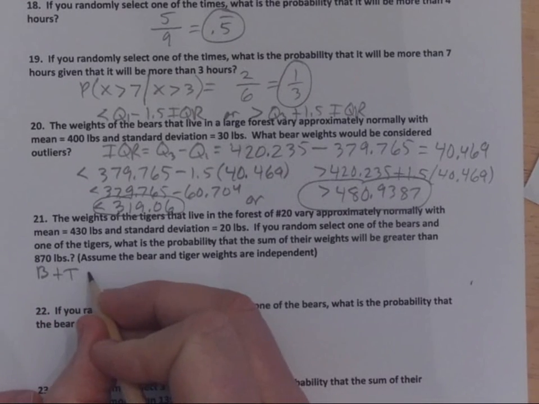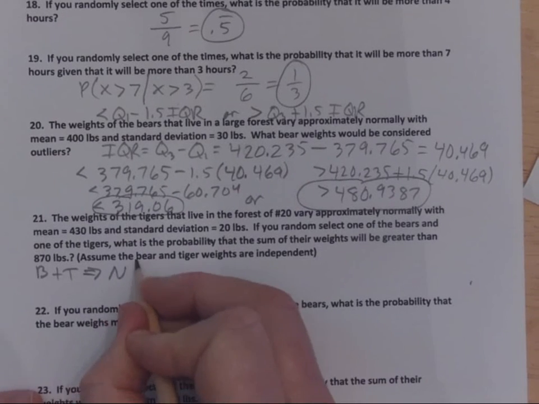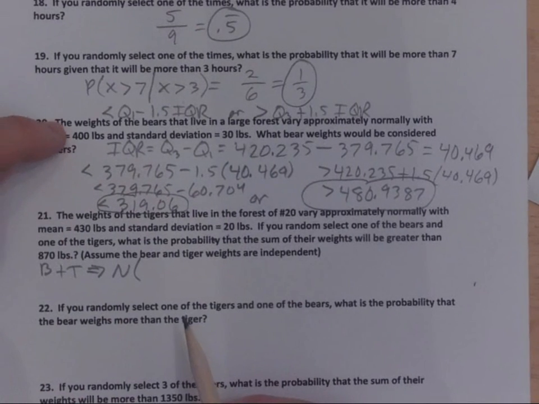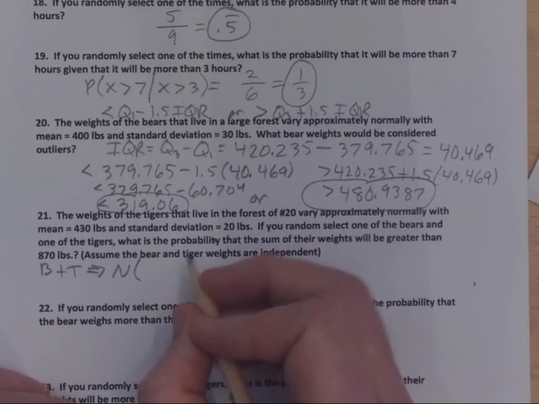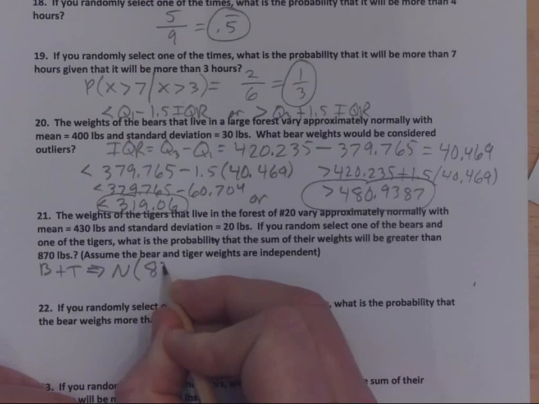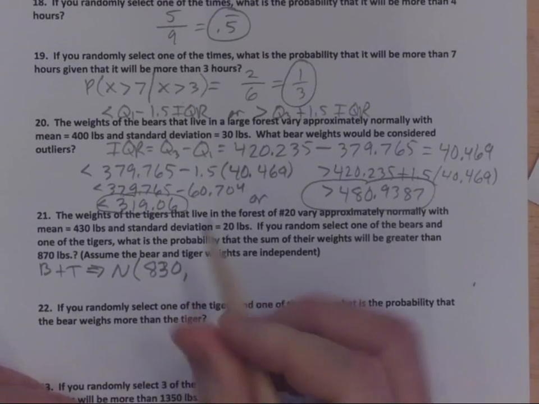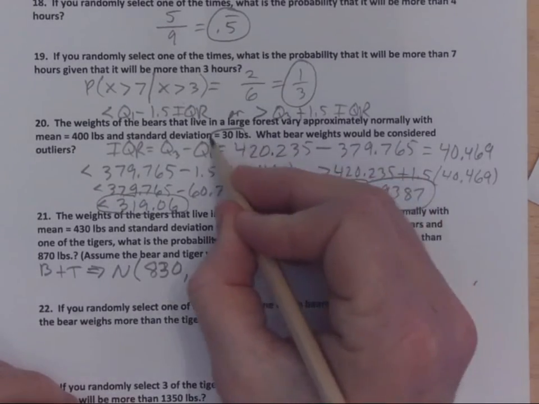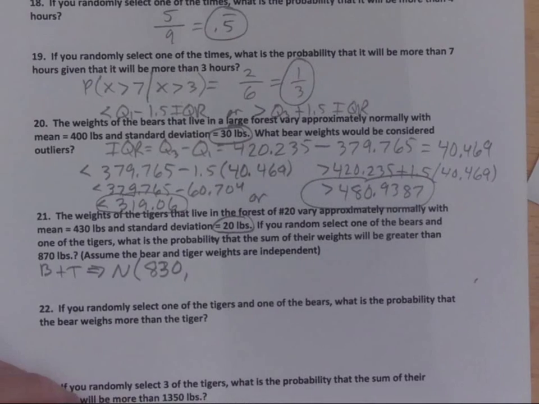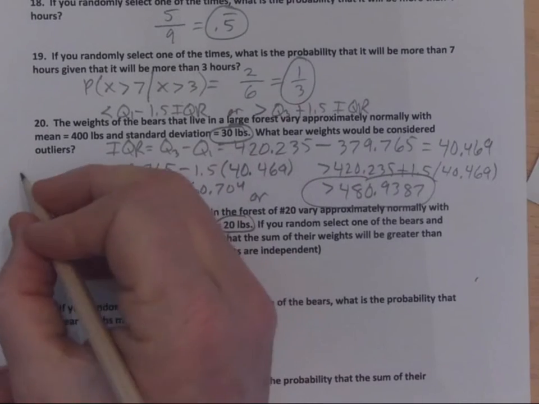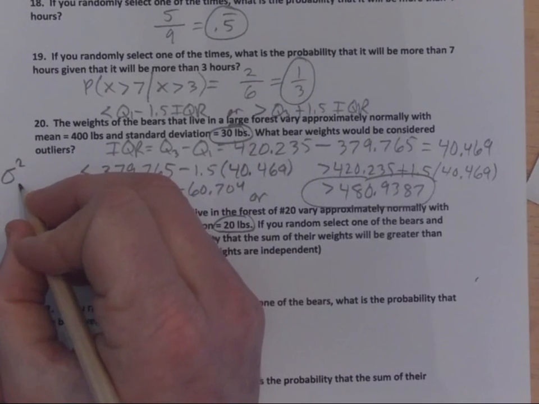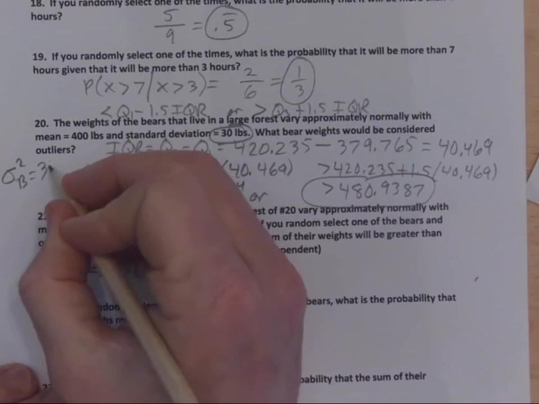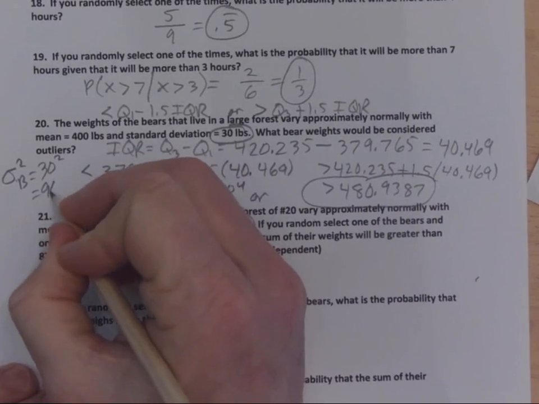We have to add together the two distributions. When you add together the two distributions, you add the means. The mean here's 400, the mean here's 430, so that is going to be 830. But the little trick here, when you add distributions, you cannot add the standard deviations. Okay, you can't add 30 and 20. You have to add the variances. And so the variance, the square of the standard deviation for the bears, is equal to 30 squared, and that's equal to 900.